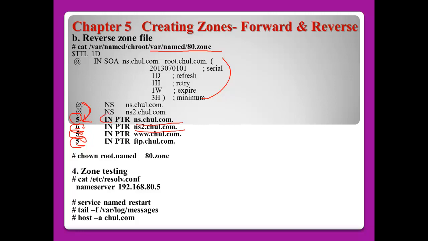So here, IN means the internet, and PTR means the pointer. So this IP address points to this one, ns.chol.com, in the internet like this. And then this file too must change the ownership, root.named on 8.zone. And for testing, first change your resolver here. In my case, the main name server is 8.5. After that, restart named, check the log file, and press the query about this new domain.